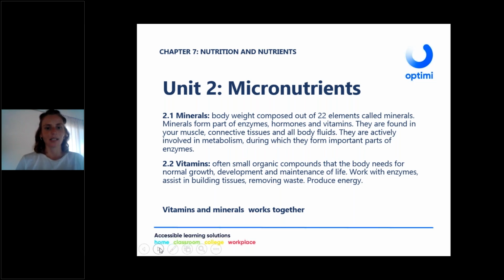Then vitamins is a small organic compound that the body needs for normal growth or development or maintaining your body. It also works with the enzymes to assist in building tissue, removing waste, and also, did you know, vitamins produce energy? That's why you need to take in all your vitamins a day. Okay, but here's the nice part of it. Minerals and vitamins work together. You need the one for the other one. They can't function without each other. So that's extremely important to know.